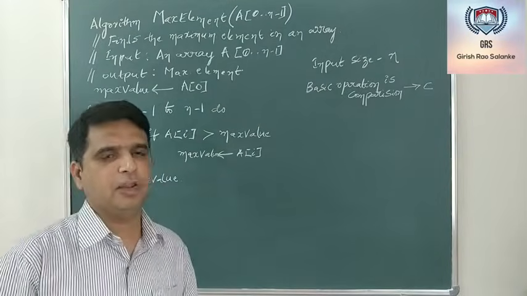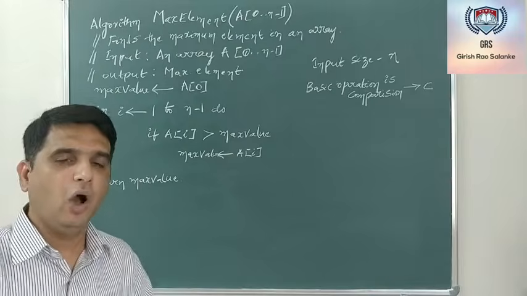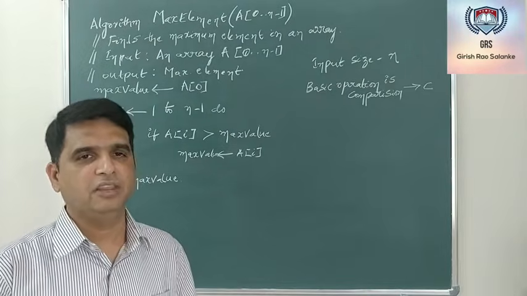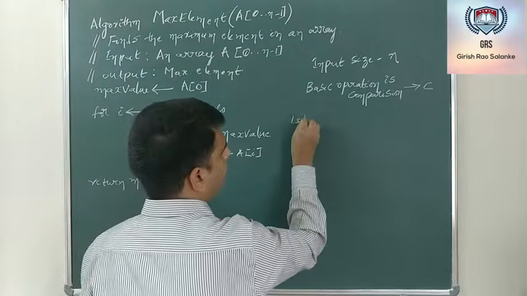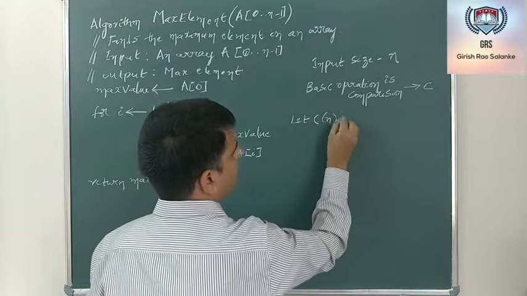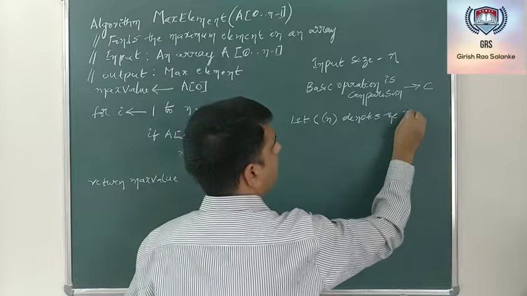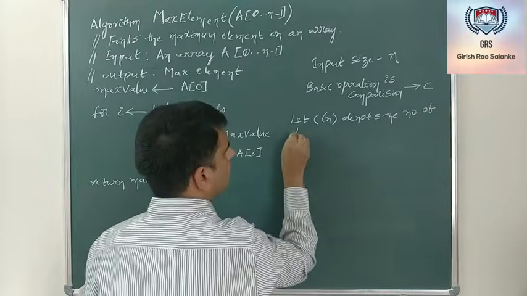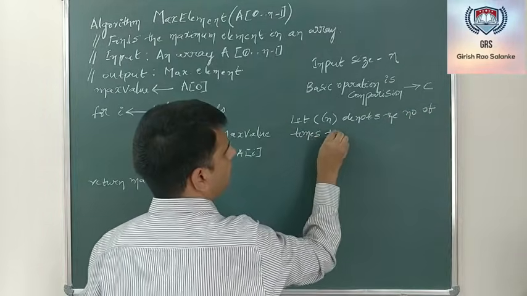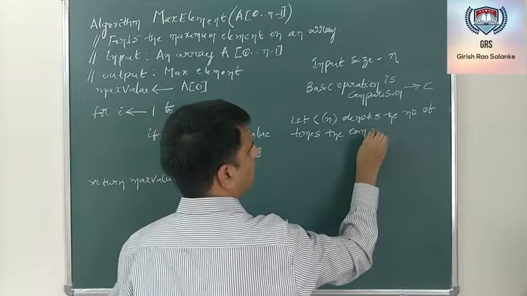Now what is the next step that I am supposed to do? I am supposed to find how many times the basic operation gets executed. Let C of n denote the number of times the comparison gets executed.